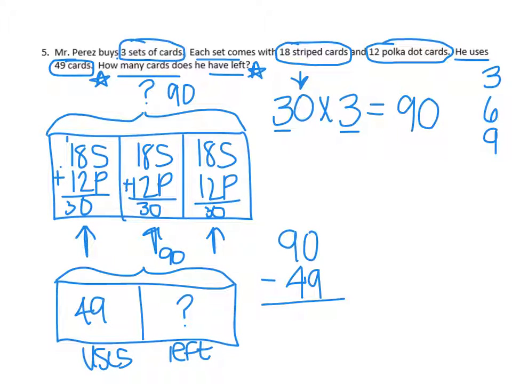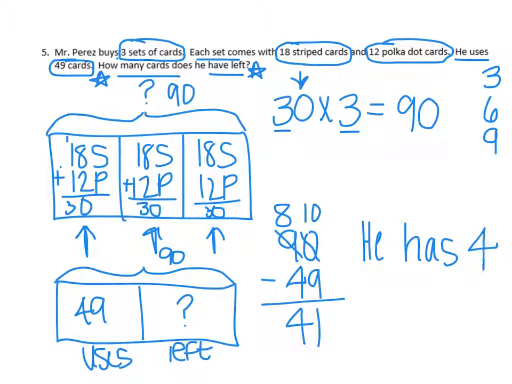So I can't do 0 minus 9, so I have to borrow from the 10. So I'm going to take 1 away from the 9 that's there, so now I have an 8. I'm going to bring back the 10 to nothing that I have in the 1s, so now I have 10 ones. So 10 minus 9 is 1, 8 minus 4 is 4. So that means that he has 41 cards left.